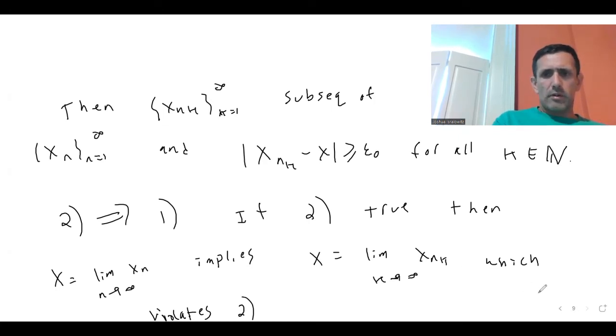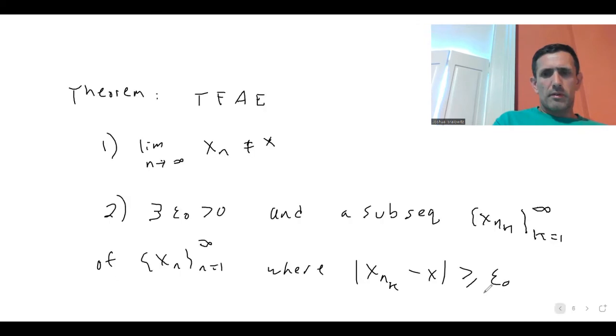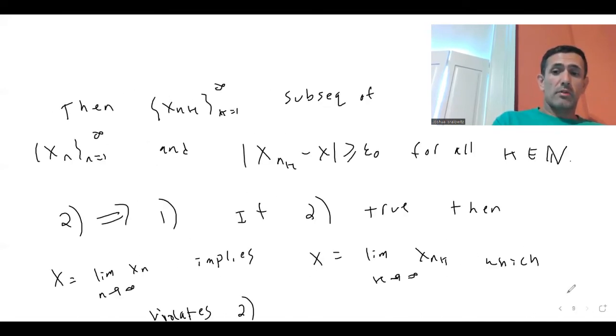You can't have convergence of a subsequence where for all these terms it's bigger or equal to epsilon 0. The definition of convergence is: for any epsilon there exists a spot where, if you go further in the subsequence than that spot, then the absolute value is less than epsilon. Here we're saying it's always bigger or equal to epsilon. So this violates 2.